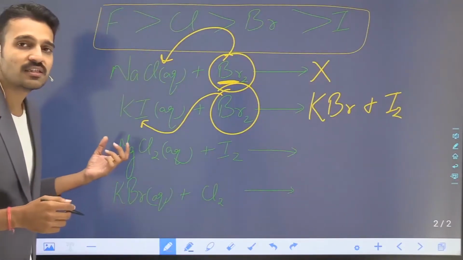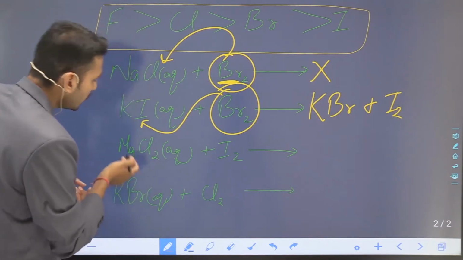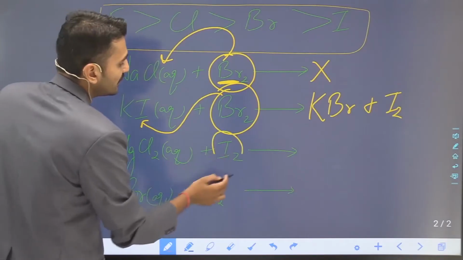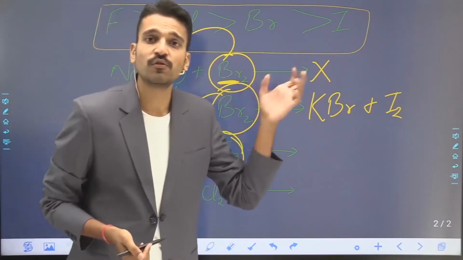Moving to the third reaction, this is the example I am solving here for you. MgCl2 reacting with I2, what happens? Here you see that is iodine. Iodine is at the last, which is the least reactive of all the halogens.